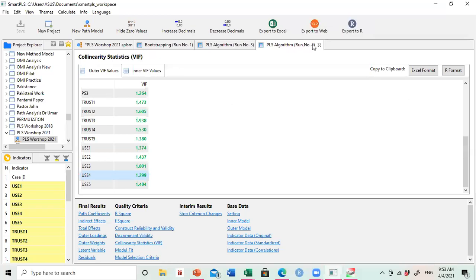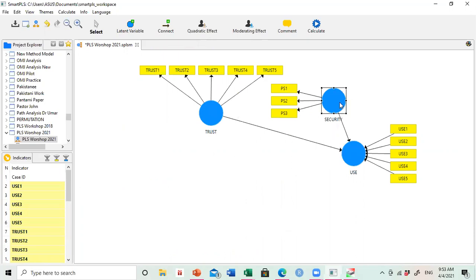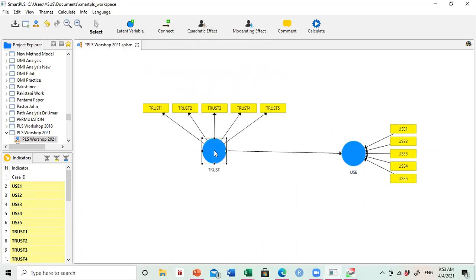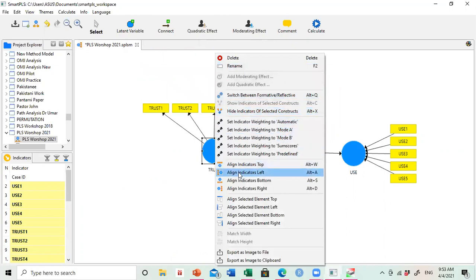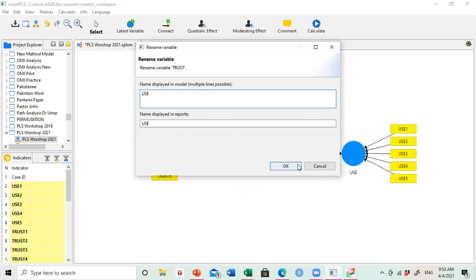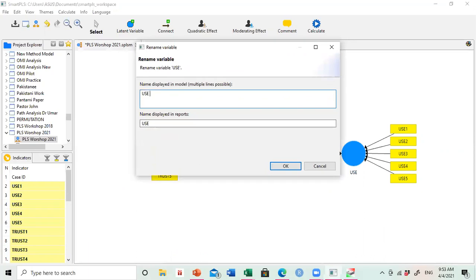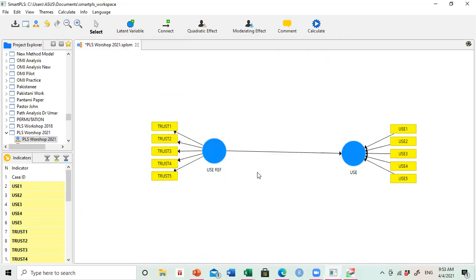Let's do it here and see. Okay, so this one is trust, and this one and this one. We are deleting this one. Okay, for example, supporting this one is also okay. Wait, let me just rename it as use. Maybe use formative, use reflective. So supposing we collect the two data of use, having two.